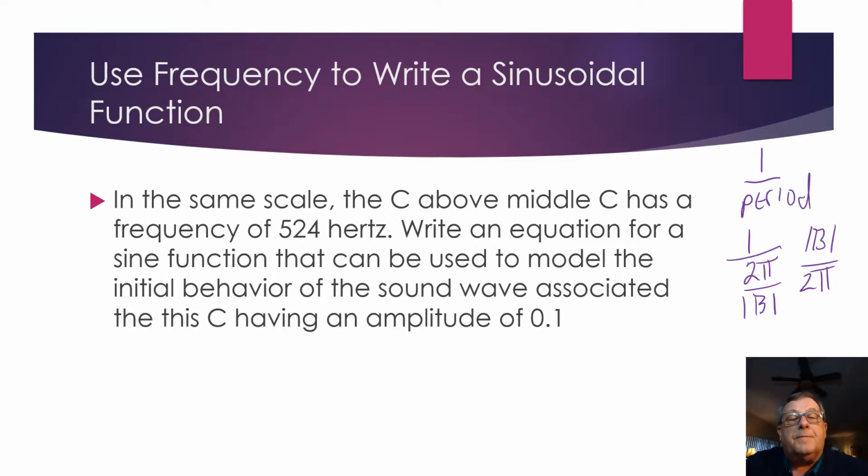Let's see what we got here. In the same scale, the C above middle C has a frequency of 524 hertz. Write an equation for a sine function that can be used to model the initial behavior of the sine wave associated with this C having an amplitude of 0.1. Well, let's focus first on the frequency: we're told it's 524 hertz.